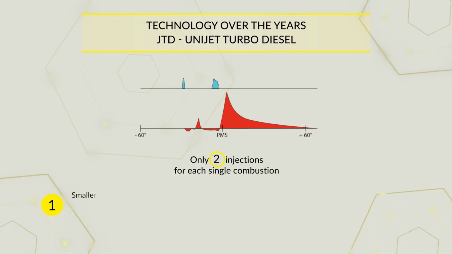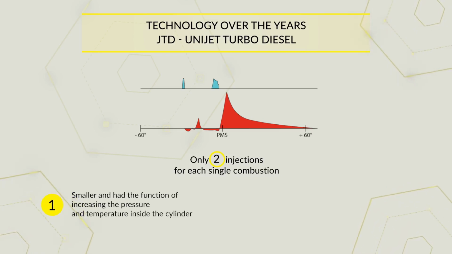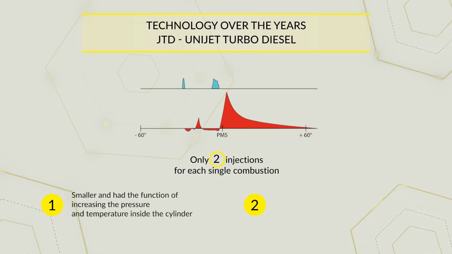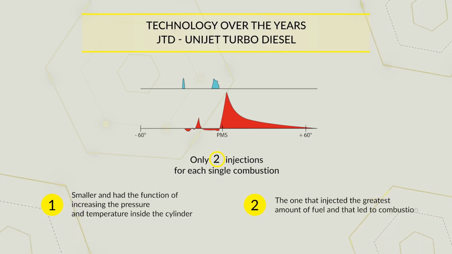The first was smaller and had the function of increasing the pressure and temperature inside the cylinder. The second was the one that injected the greatest amount of fuel, and that led to combustion.